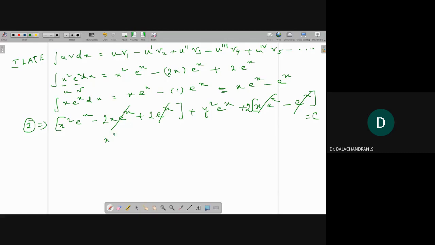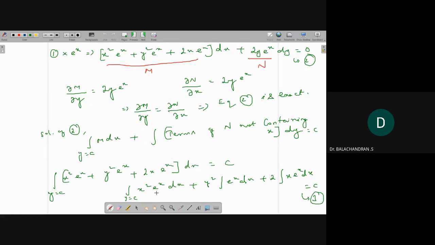So the final answer also is x square e power x plus y square e power x equal to c. x square plus y square into e power x is equal to c. Okay, I got what you are telling. So when you are evaluating this term, this integral is cancelled. I think what I am saying is correct. I think Vignesh, Pragadish, I don't know.